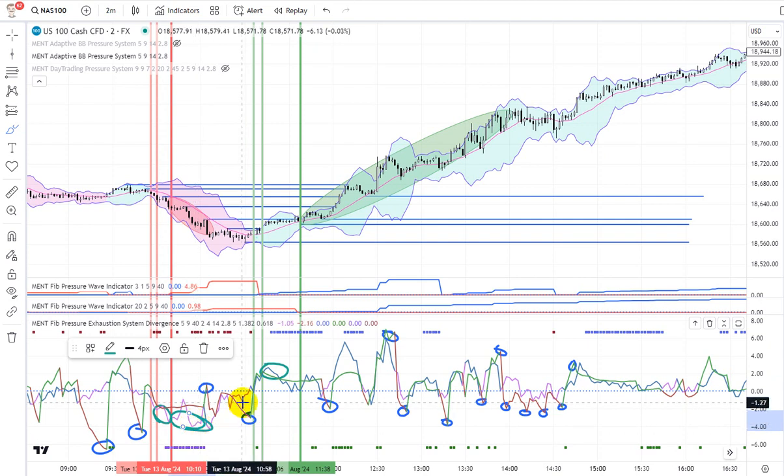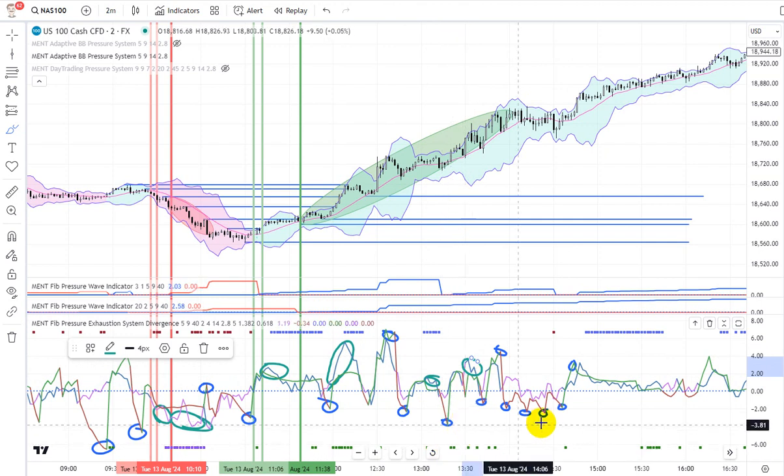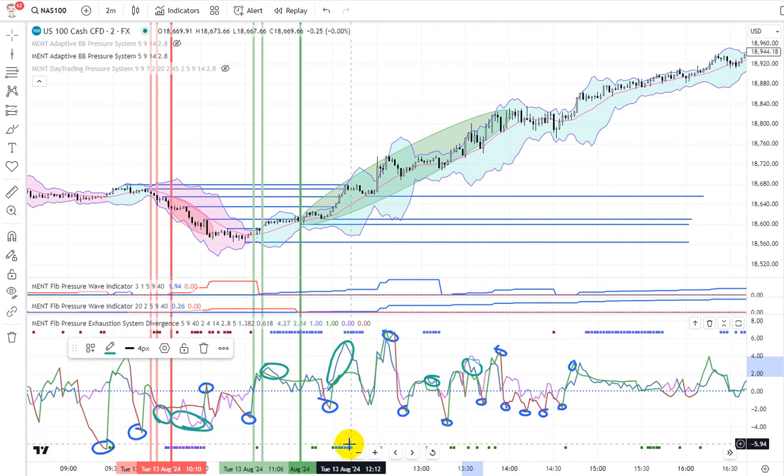And you can see here, we start to get up into this area, and we start to get into moderate persistent trending. We get a lot of persistent trending right here. This is good. We get into moderate persistent trending here. So remember, we're looking for the persistent trending. And persistent trending is very easy to identify. Basically, it is when the pressure system exceeds, to the upside or the downside, the accumulated pressure system.